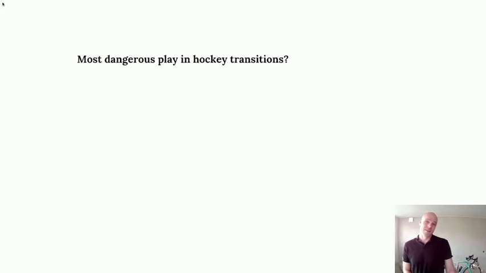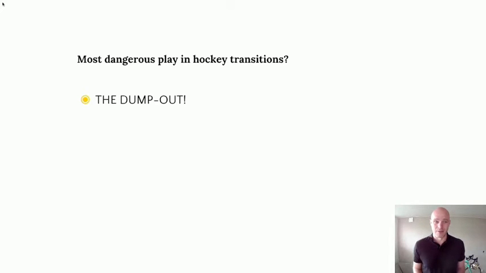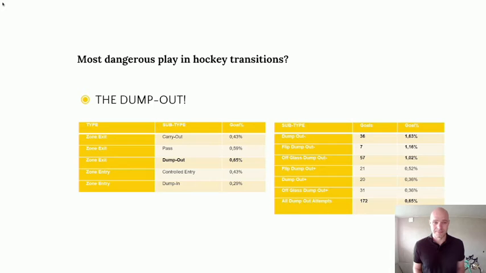Now we looked at the location. If we instead switch over to the type of plays, what is actually the most dangerous play in ice hockey? The dump out, it seems. If we break it down by type and subtype, we have zone exit and zone entry.